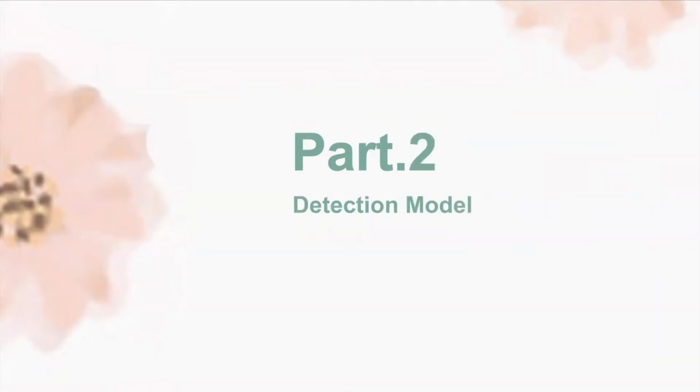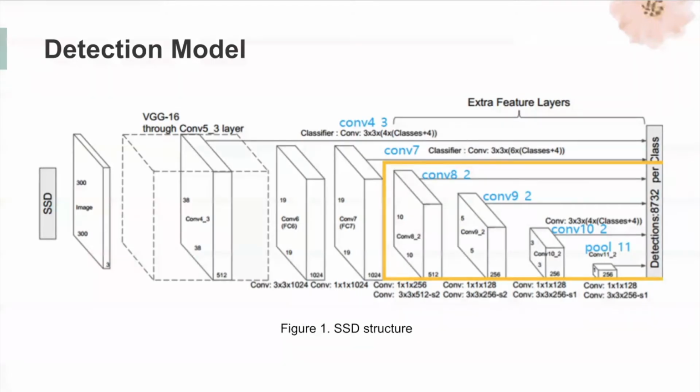Next is our detection model. SSD, single-shot multi-box detector, is an object detection model that directly predicts small borders and target categories through regression and classification of feature extraction. The neural network used for head detection here is MobileNet SSD.